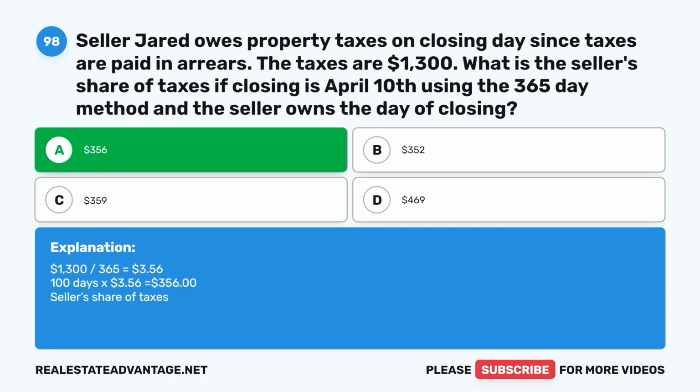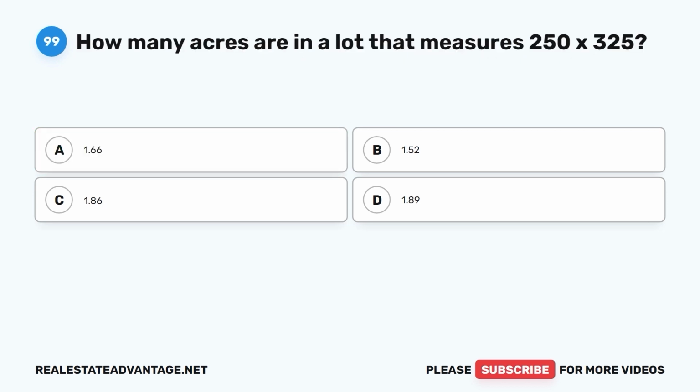$1,300 divided by 365 equals $3.56. 100 days times $3.56 equals $356. Seller share of taxes.